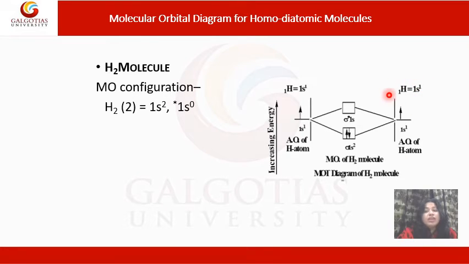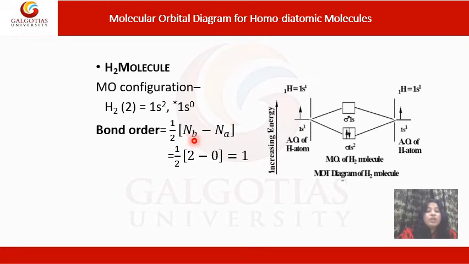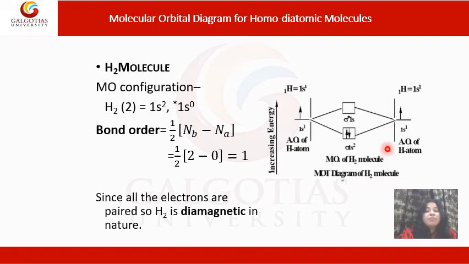A hydrogen atom has one electron, that is 1s1. So both atomic orbitals combine to form two molecular orbitals, and all the electrons fill in the bonding molecular orbital. So the electronic configuration is sigma 1s2 sigma star 1s0. Then we calculate the bond order. Bond order equals half of Nb minus Na. The number of electrons in the bonding molecular orbital is 2 and the number of electrons in the anti-bonding molecular orbital is 0. So the bond order is 1. Now we calculate the magnetic behavior. This is diamagnetic because the last orbital is completely filled.